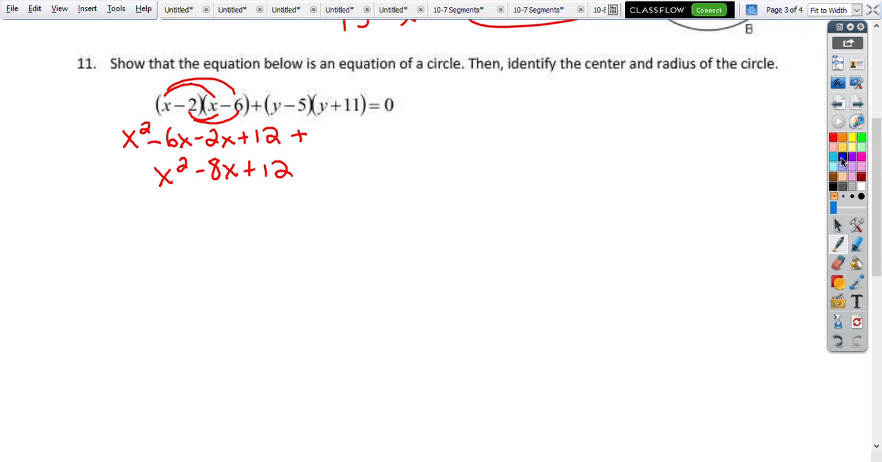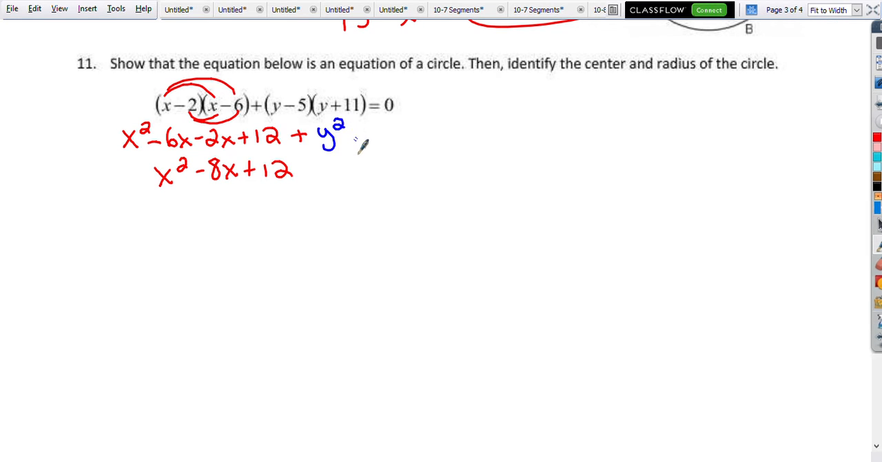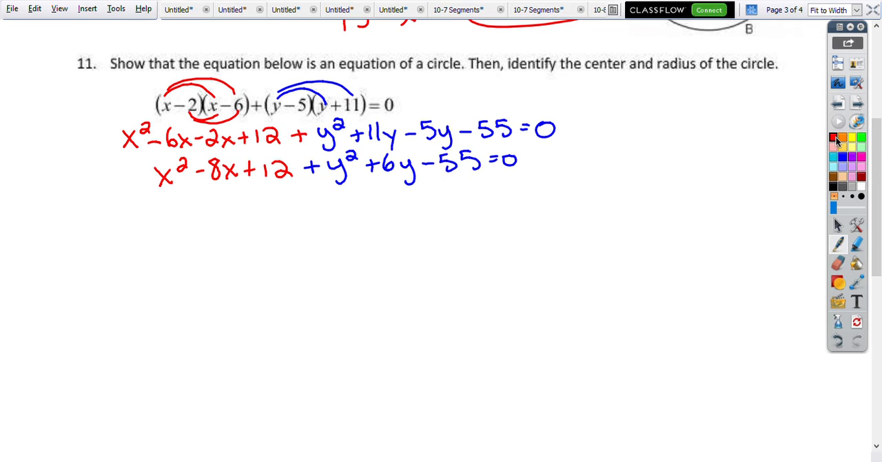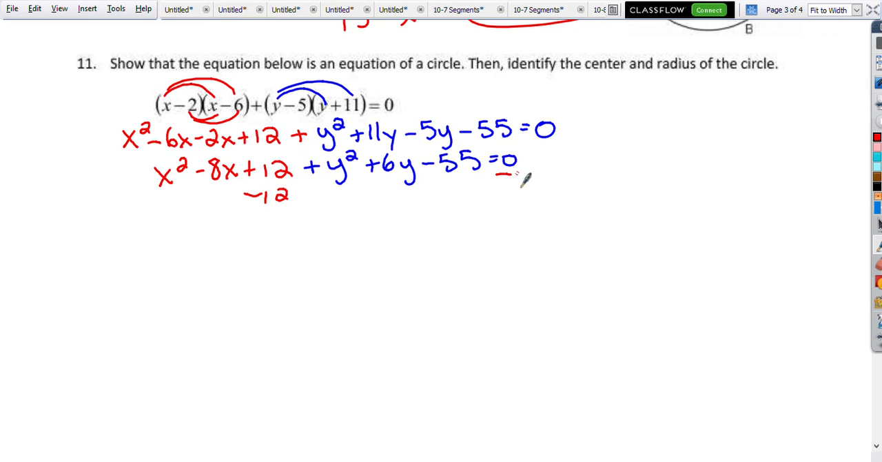Moving on to the y's, y'all. So y times y is y squared. We're going to do plus 11y minus 5y and minus 55. Okay? Combine like terms. So plus y squared plus 6y minus 55. So the first question, does the 12 and the 55 help us? And the answer is no. Okay? This right here does not complete a perfect square. So we're going to move the 12 to the other side. Likewise, we are going to move the 55 to the other side as well because that number does not help us. So I get left with this.